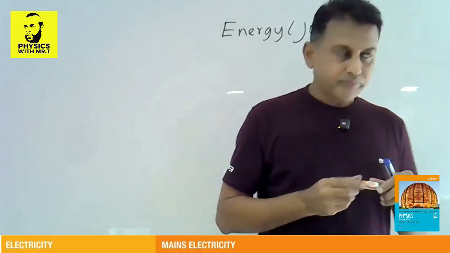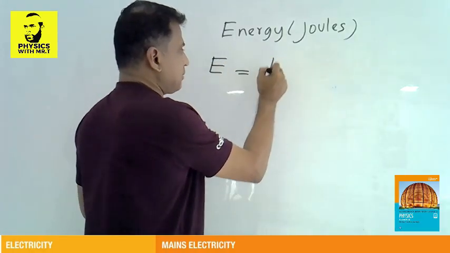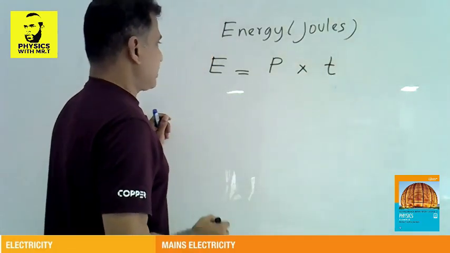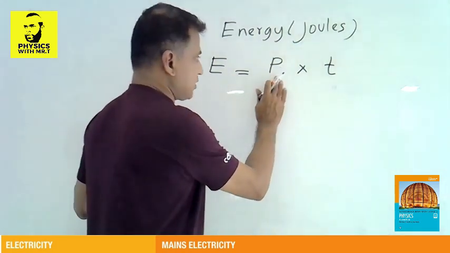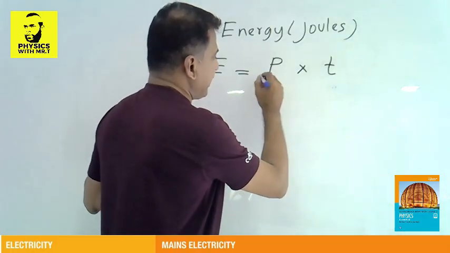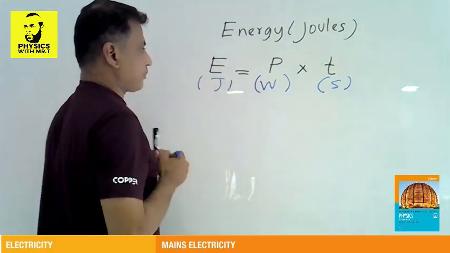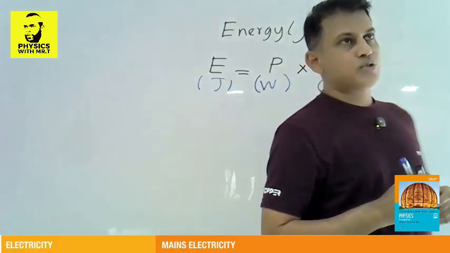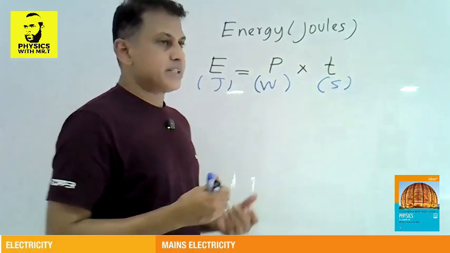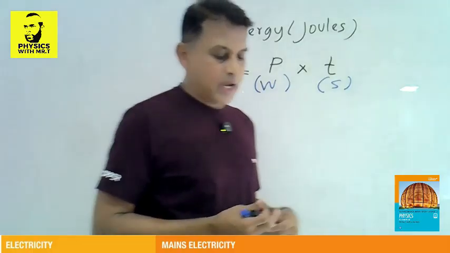Now, the energy we can calculate by multiplying the power with the time, right? So the power is in watt, and the unit for time is second, and that gives joule. So this formula we use to calculate the energy used by electrical devices, by multiplying power with time.